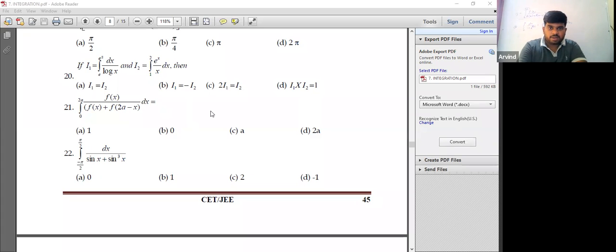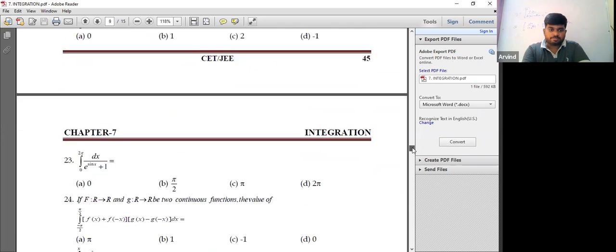22nd one, minus a to a. I have already taught this: if it is an odd function, it is 0. If it is an even function, it doubles. Sin x plus sin cube x is an odd function. Therefore, if you integrate, the answer will be 0. Directly you can do that.